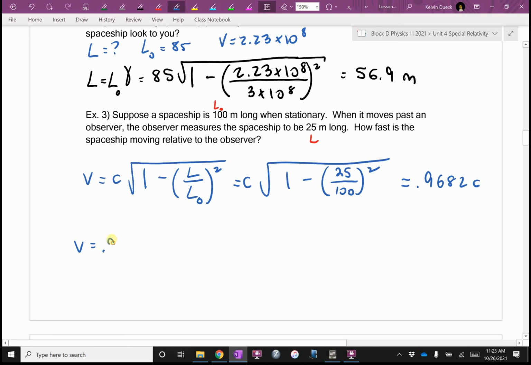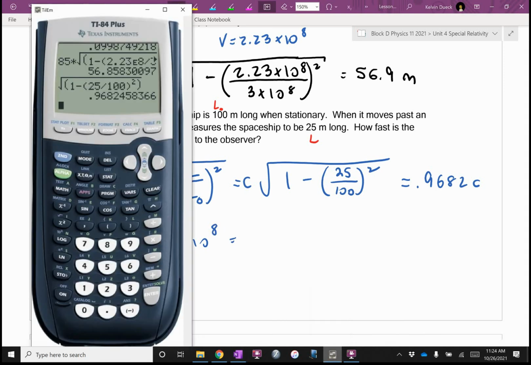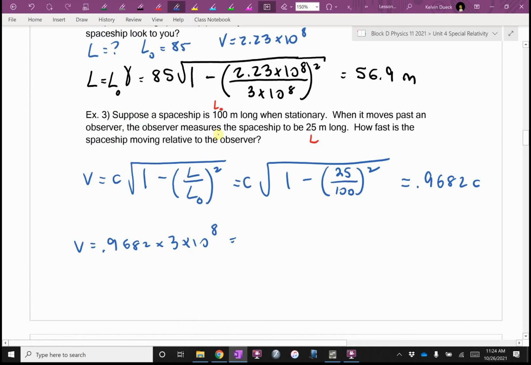Yes. Okay. Just replace the c with a 3 times 10 to the 8. So it's going to be 0.96. That's terribly messy. I'm going to use my answer button, so I'm not going to use the 0.968. Answer button times 3 scientific notation 8. In meters per second, I get 2.905. I'll go to 4 sig figs. Meters per second. That is pretty close to 96.82% of the speed of light. So weird stuff happens with length.